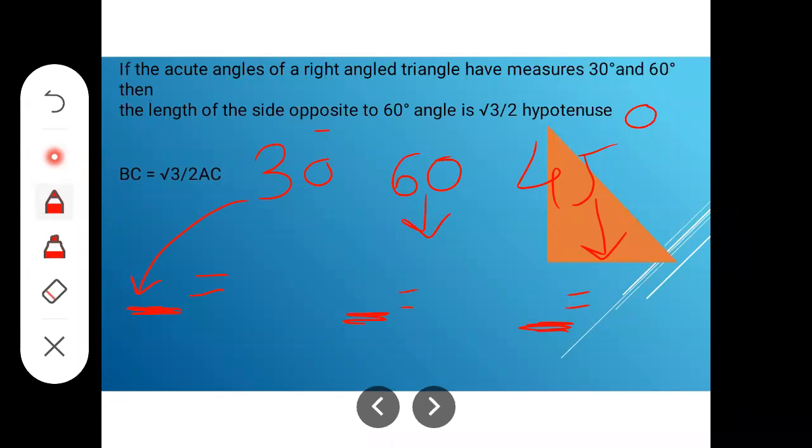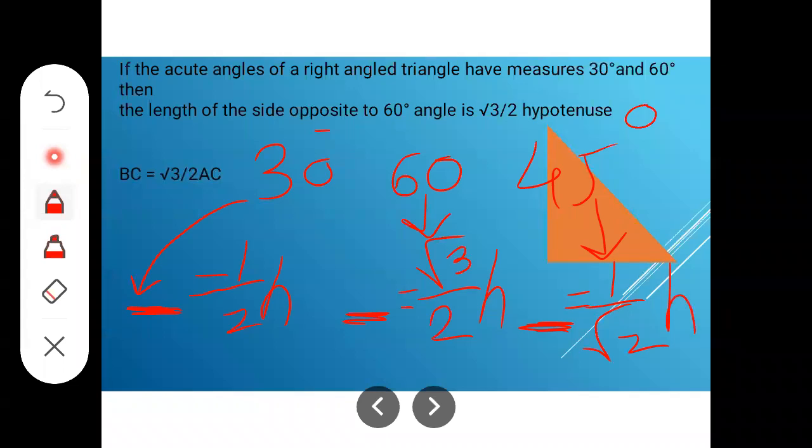And here for 30 degree, what is the formula? The side opposite to 30 degree is half of the hypotenuse. Side opposite to 60 degree is root 3 by 2 of the hypotenuse. And side opposite to 45 degree, that is very easy, 1 by root 2 of the hypotenuse.